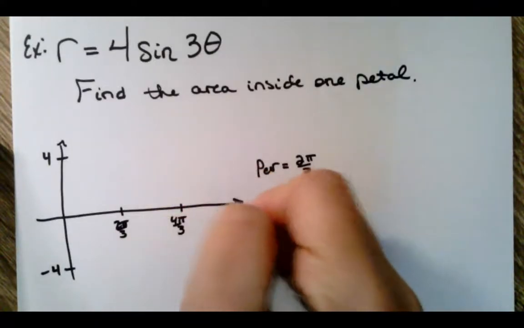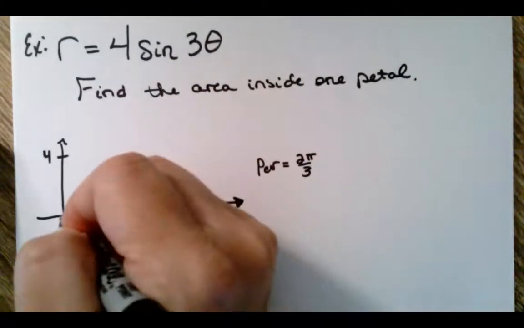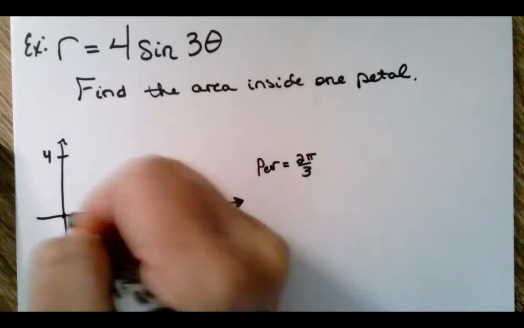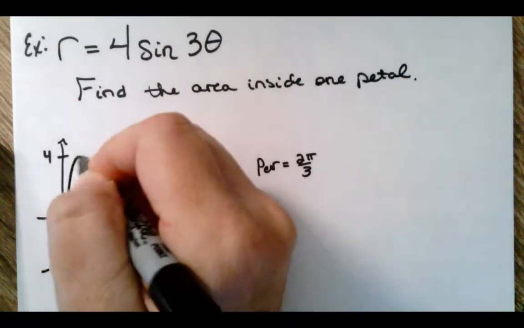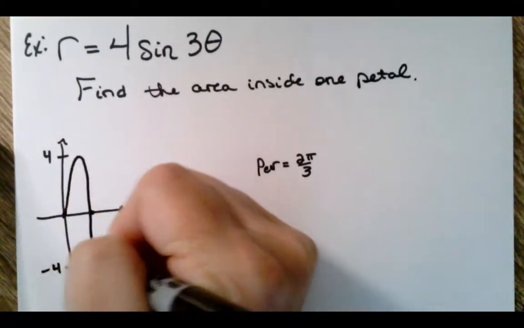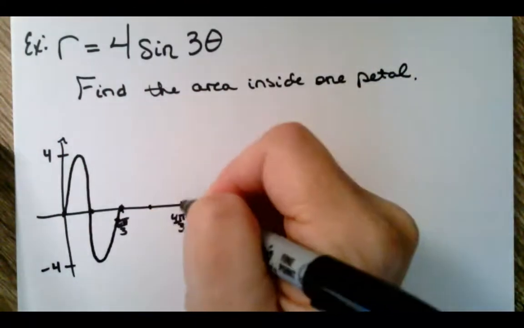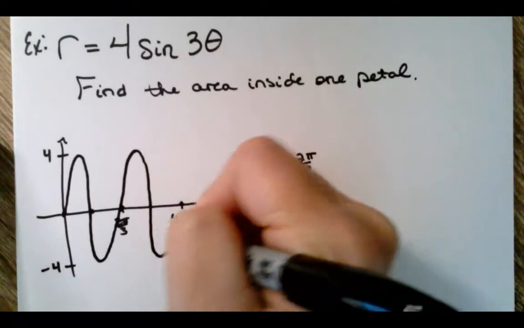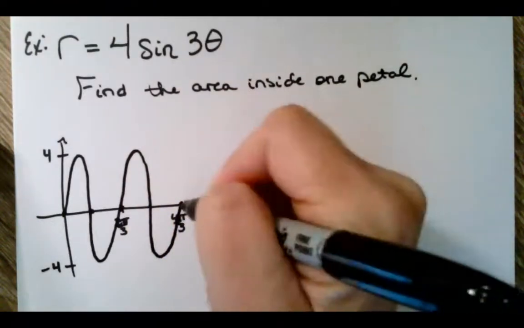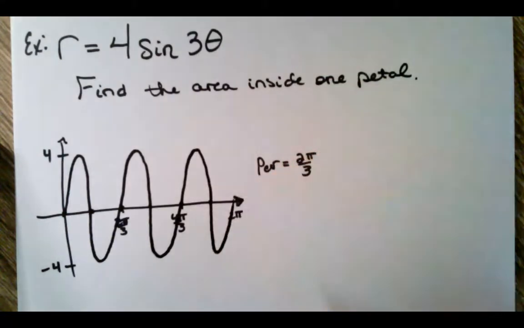I may be wishing I had made this graph bigger, but we're going to go with it. So I need to get a full cycle of sine done by 2 pi over 3. There we go, I made it fit. It's a little skinny, but still work. Okay, so this is what our graph looks like.